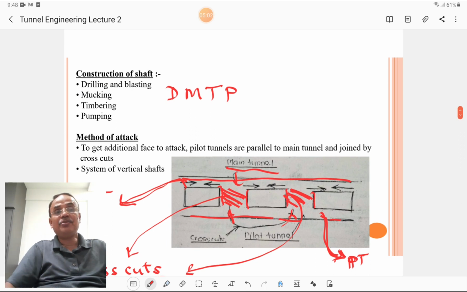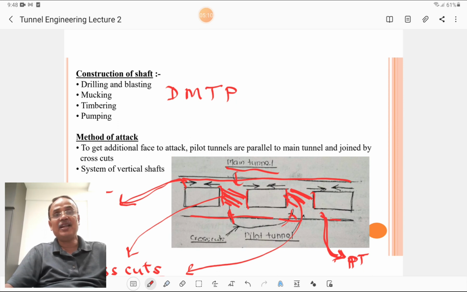Then construction of shaft. The operations are drilling and blasting, which is required for hard rock tunneling. Mucking means removing of excavated material. Timbering is used to support the faces, and pumping is used to drain the rain water or drainage water from the tunnels. Method of attack.